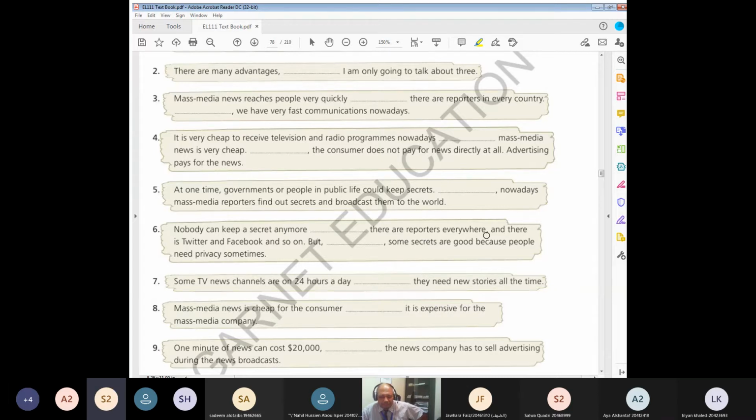It is very cheap to receive television and radio programs nowadays. Nowadays, yes. So mass media news is very cheap. Actually, the consumer does not pay for news directly at all. Advertising pays for the news. Okay, so what did you choose for the first one? It's very cheap to receive television and radio programs nowadays. So mass media news is very cheap.